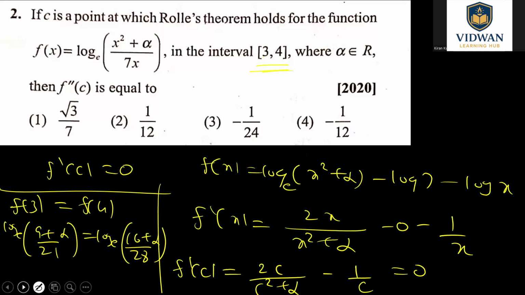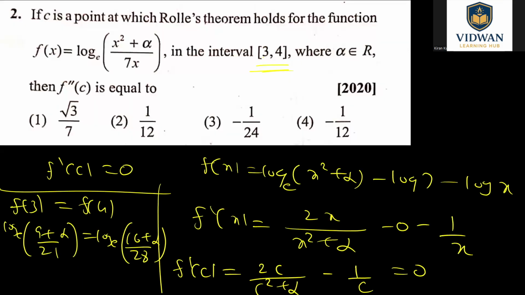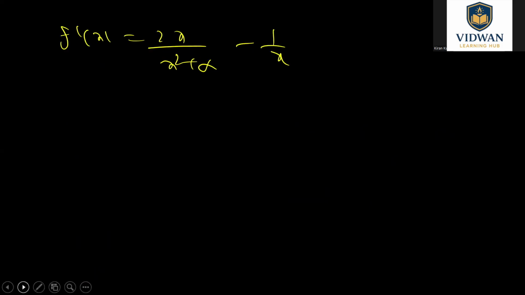So what is f dash x? We'll write again. So what is f dash x? That we got x by x square plus alpha minus 1 by x. So this was the value that we got for f dash x. So they asked us f double dash of c. So write f double dash x first. For that you need to apply quotient rule here.